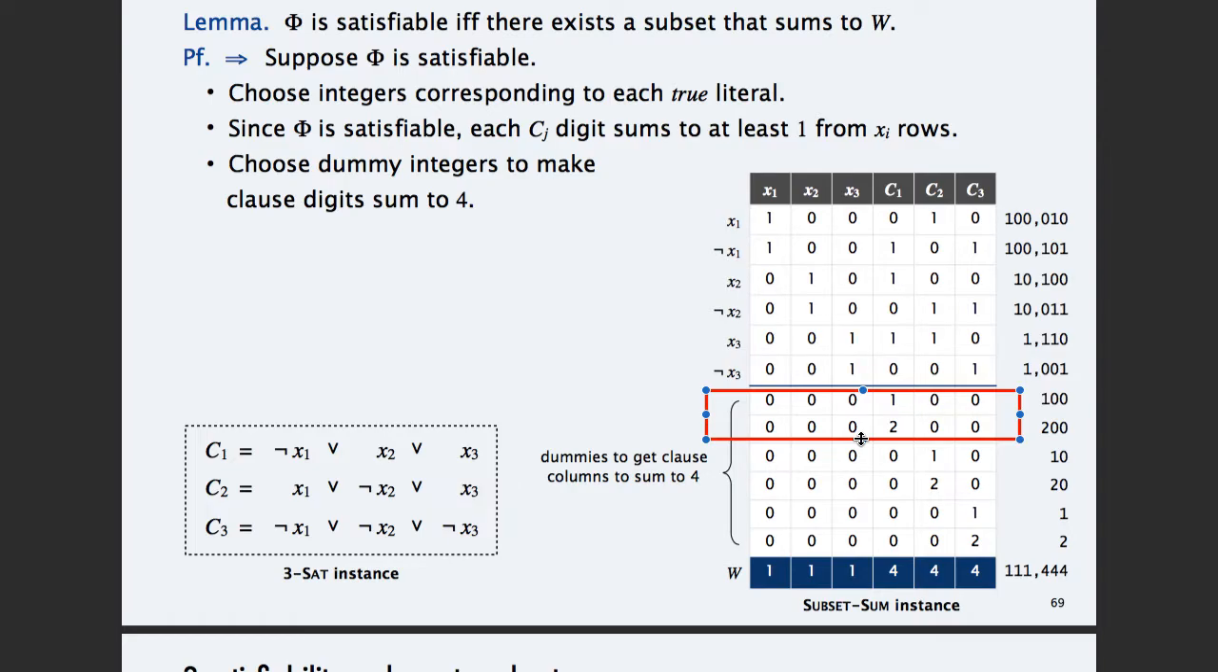Do I have as many numbers as clauses, or do I have more? I have more, way more. But it's still polynomial based on the number of clauses. I have 3 clauses, 3 variables. I'm going to end up with 1 number per variable, and then 2 numbers per variable, and then 2 more per clause.